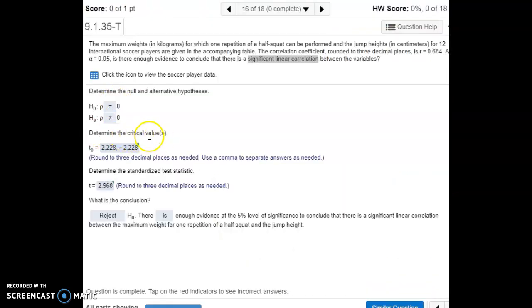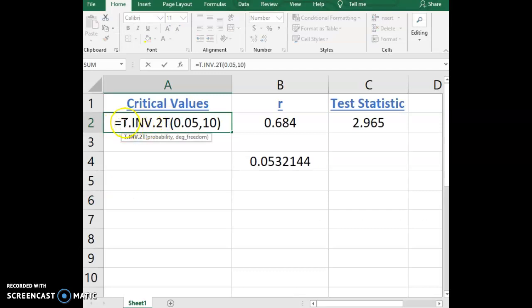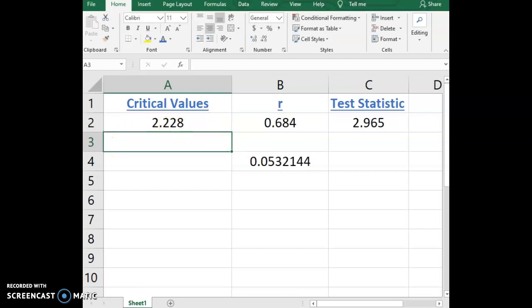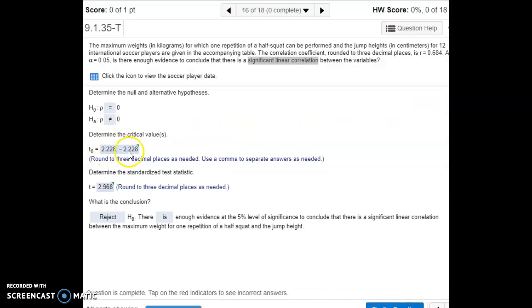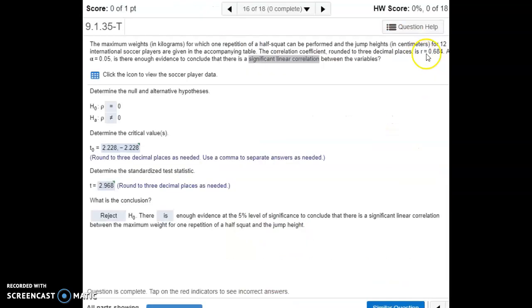To find the critical values, we use the t-distribution and our level of alpha here. And since we have a two-tailed test with our t-distribution, we use this formula, enter alpha, and then 2 less than the sample size will be our degrees of freedom. We had 12 soccer players, so 2 less than that is 10 for our degrees of freedom. So we have our left and right critical values, and then to find our test statistic, we'll use this formula here, which will rely upon the correlation coefficient r. The value for r is given to us in the problem.